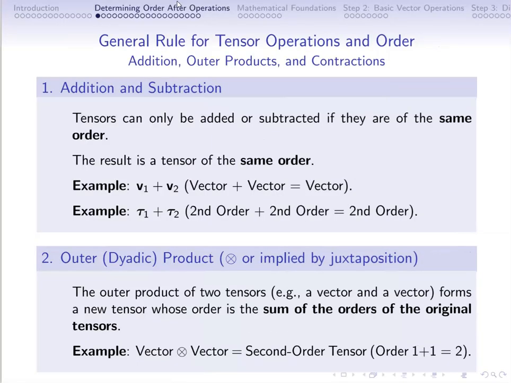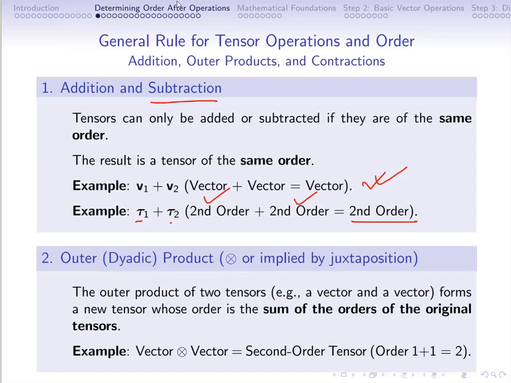Now here the general rule for tensor operation and order, we already did that. Again, for addition and subtraction, tensors can only be added or subtracted if they are the same order. The result is a tensor of the same order, so vector plus vector is a vector. Example here, tau 1 plus tau 2, that is second order and second order, so that will be second order. Similarly for subtraction also, things will not change, so same order.